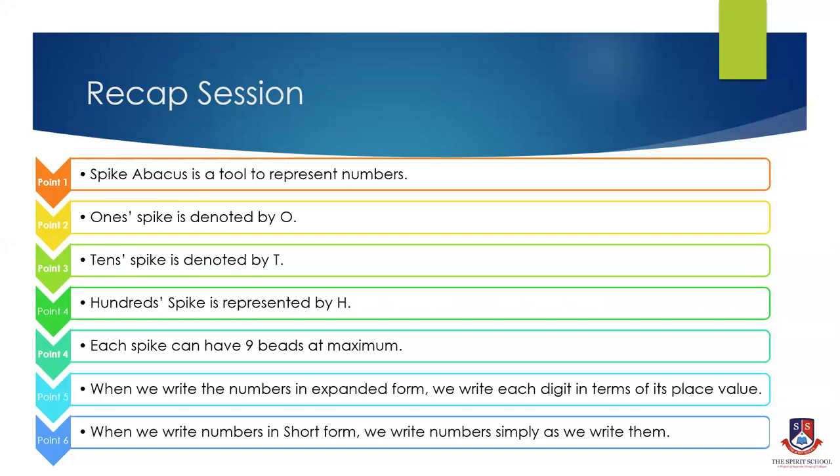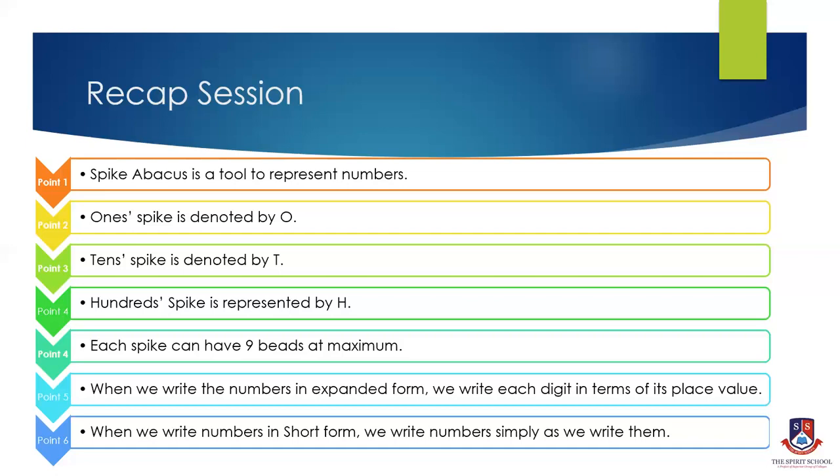Now let us reinforce this idea that each spike can only have 9 beads at the maximum. Why do we have only 9 beads at the maximum? Because 10 ones form 1 tens. So whenever we have 10 ones, that would form 1 tens. Likewise, when we have 10 tens, that forms 100s. So any of the spikes can have 9 beads at the maximum. It couldn't have any beads more than 9.